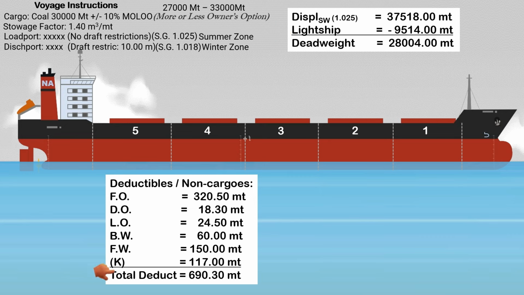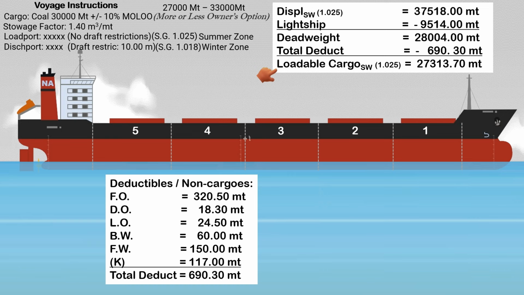Next, subtract the total deductibles from the deadweight to determine the loadable cargo. This loadable cargo is when the ship is floating at a draft of 10.00 meters in saltwater, with a relative density of 1.025, because the displacement extracted from the hydrostatic table is in saltwater. To determine the maximum loadable cargo at a draft of 10.00 meters upon arrival in the discharging port, with a dock water relative density of 1.018, we will apply the density correction.